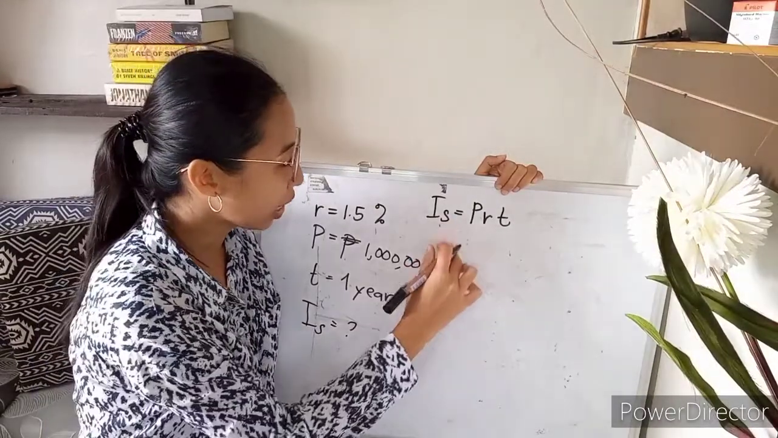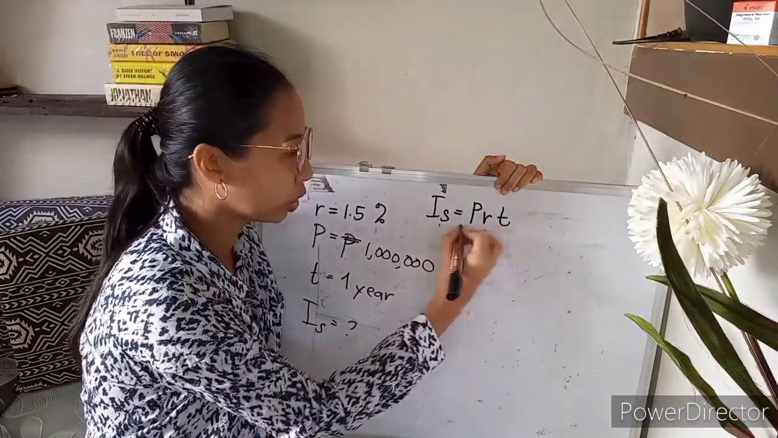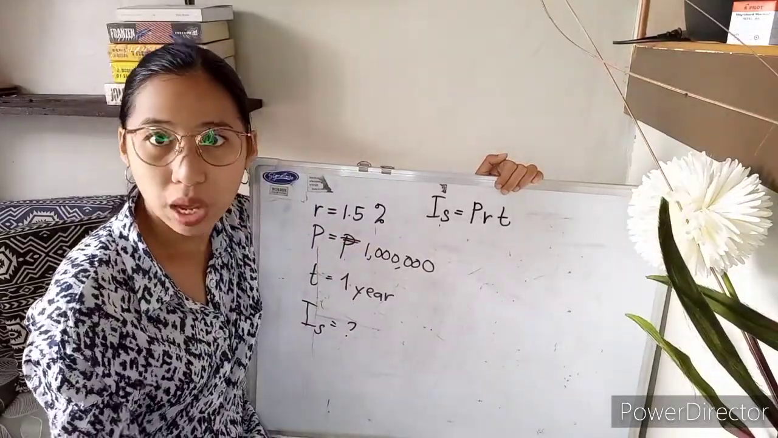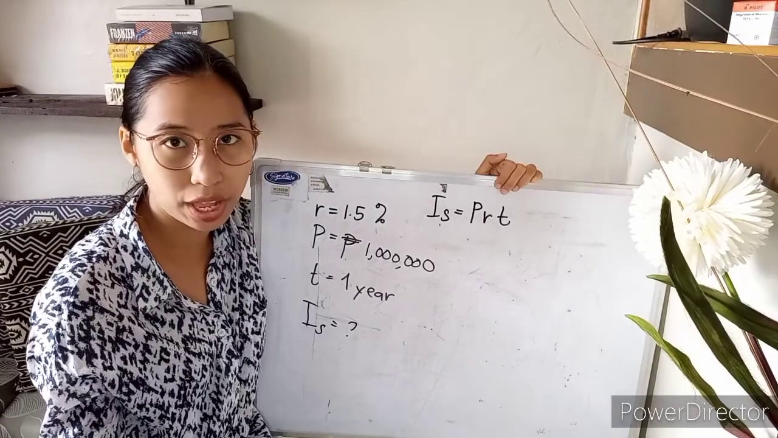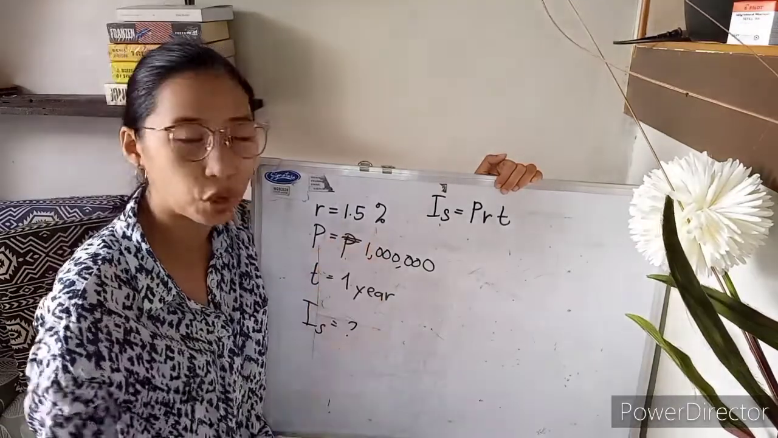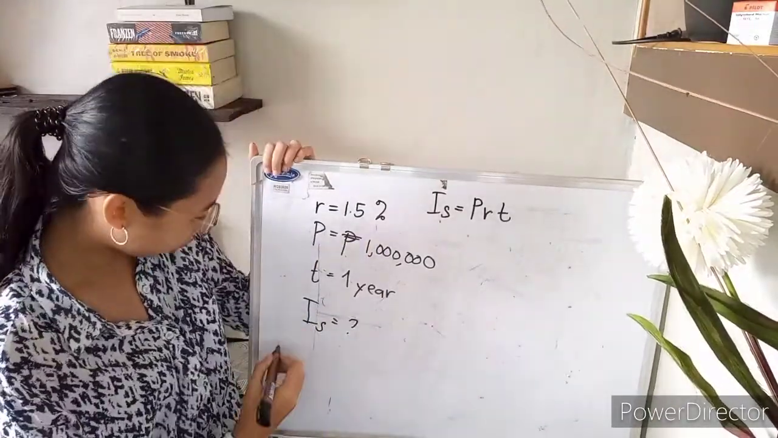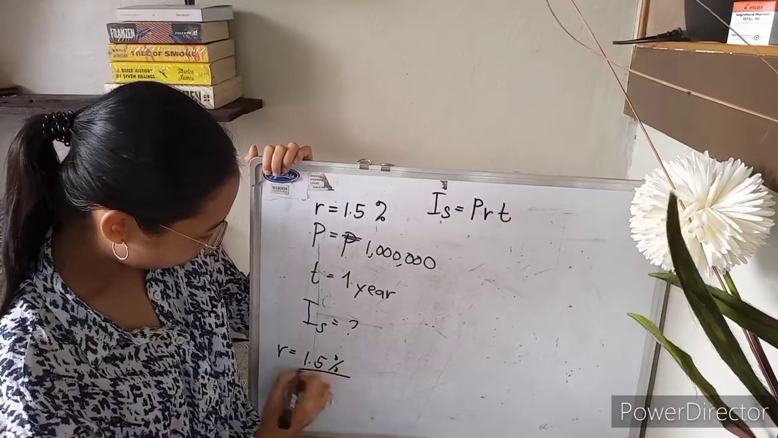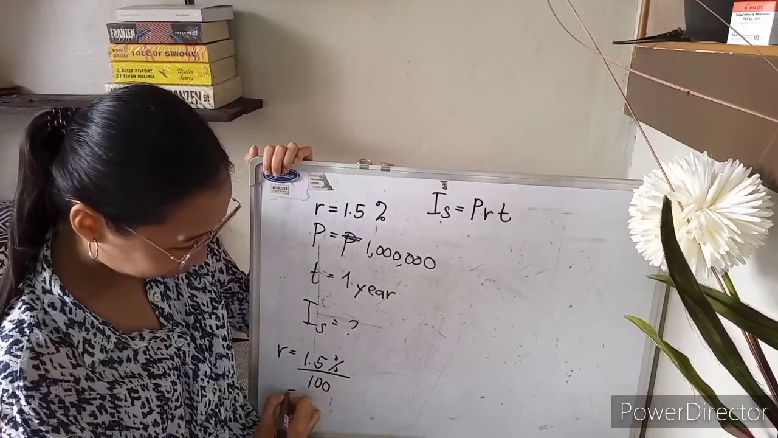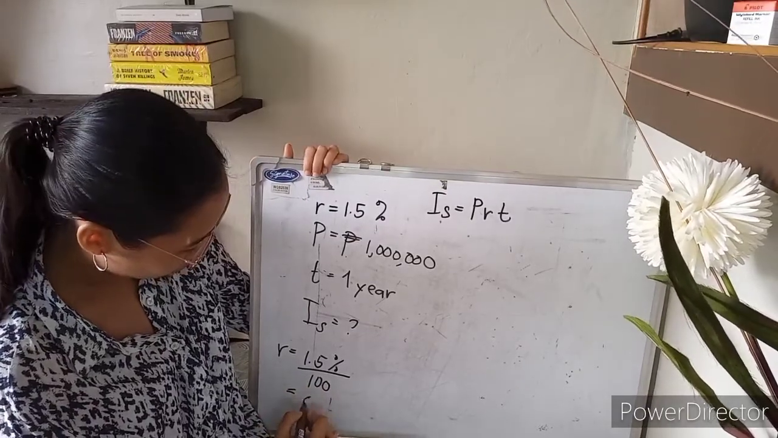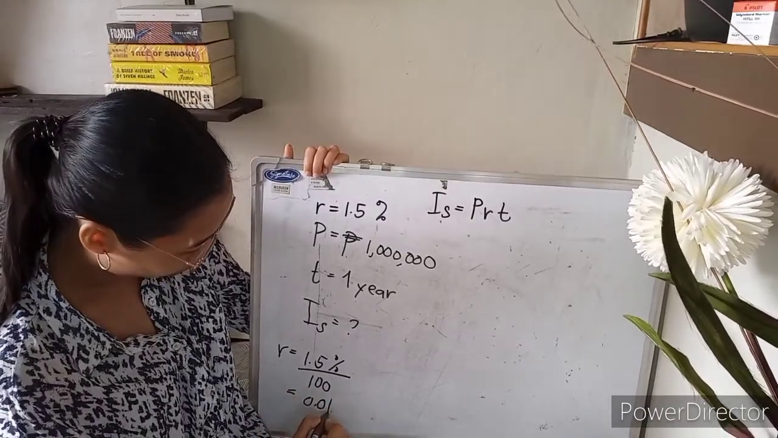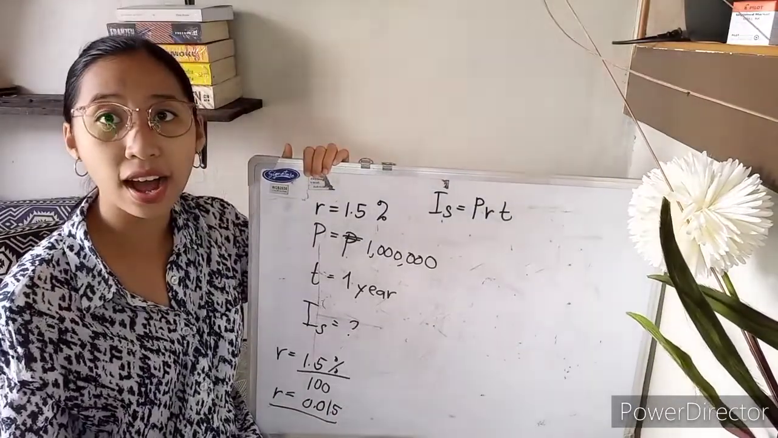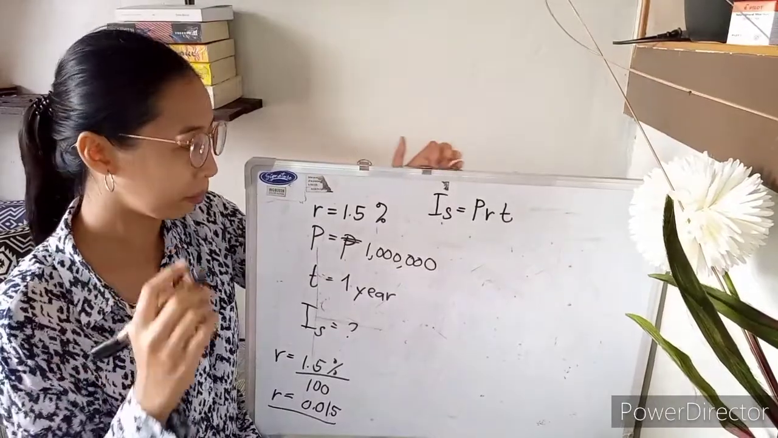Correct? Pagkahuman ana, ato na siyang i-substitute, kani siyang mga letters, i-substitute nato ang imong mga values. But remember, before we substitute your values, no, una nato i-transform ang imuhang R. So, ang atong buhaton sa R, i-divide nato by 100. So, ang mahitabo, mahimo na siyang 0.015. So, ni siya karon ang atong gamiton nga R. Timan-i nato ha? Sige.